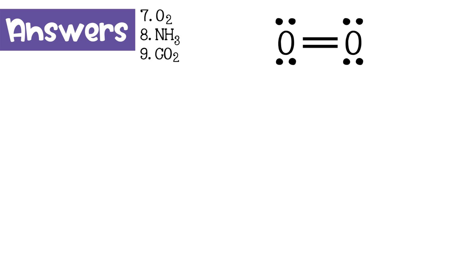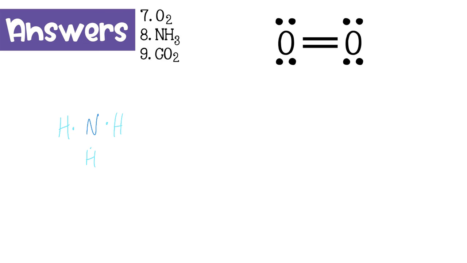Okay, so each oxygen has 4 electrons in the lone pairs and another 4 in the bonding pairs, and so each oxygen has a total of 8 electrons and completes the octet rule. Now let's look at number 8, NH3. So once again, each hydrogen only has 1 electron, so it can form 1 bond by sharing that electron.